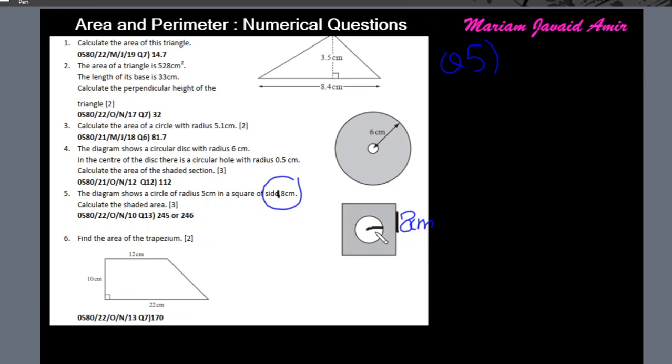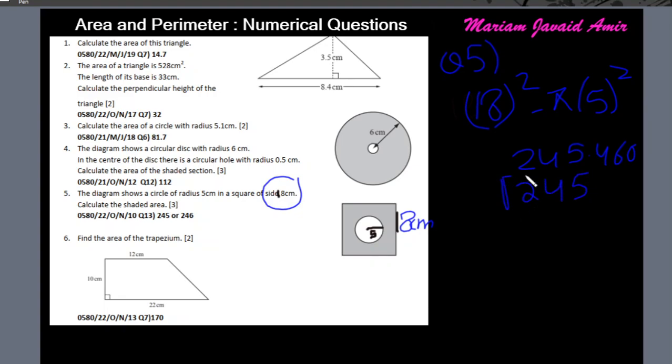Again, to find the area of the shaded region, we'll find the area of the square, which is 18 squared, minus the area of the circle, pi times 5 squared. Enter this whole expression in your calculators: 18 squared minus pi times 25, which gives 245.460, rounded off to 245.